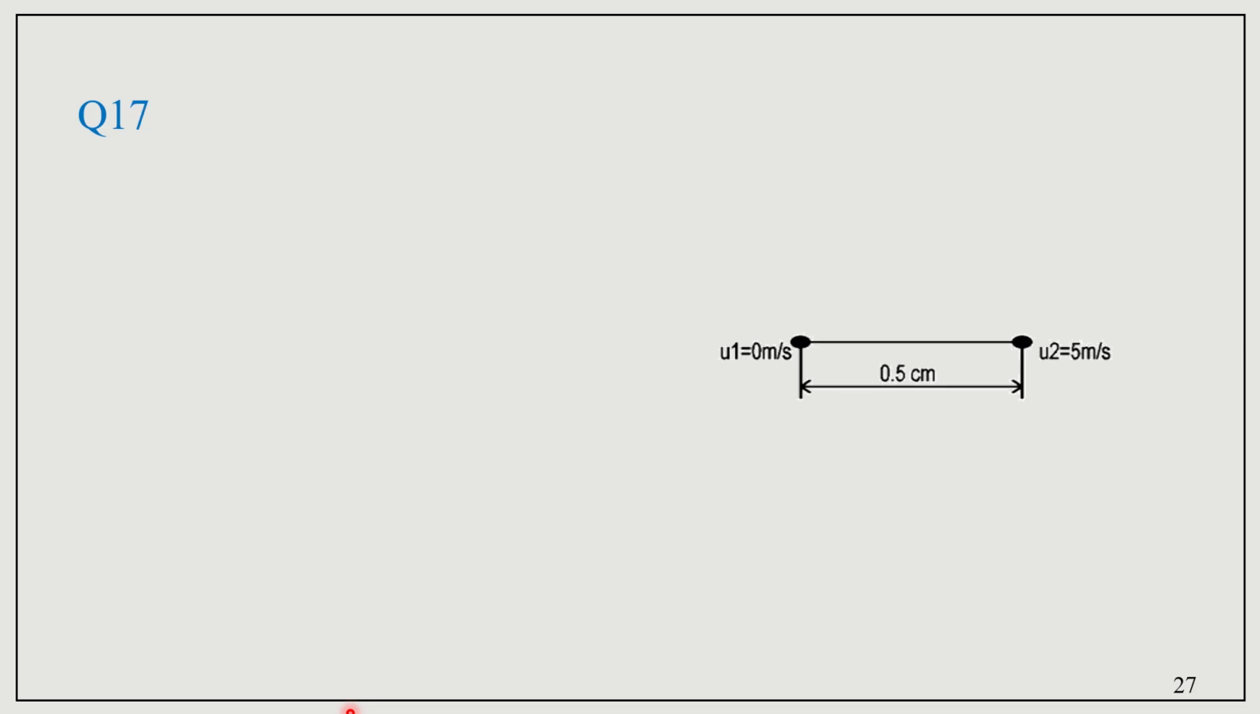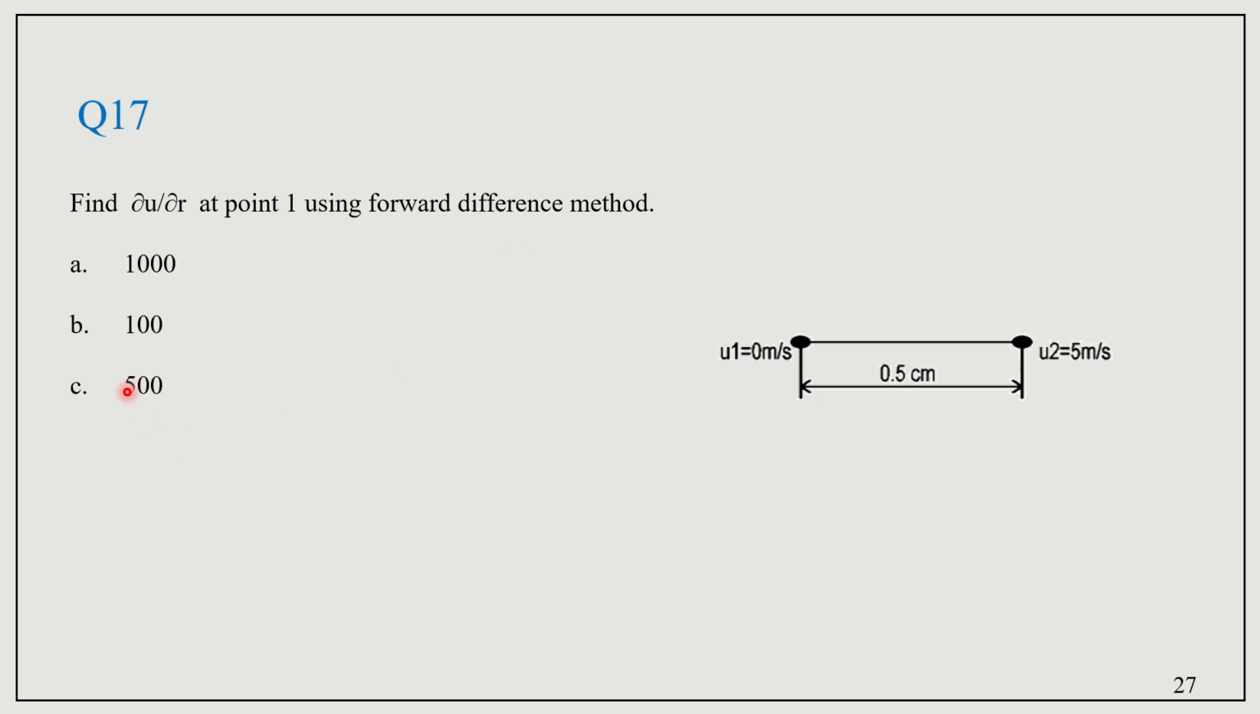Now we'll go to question 17. In question 17, we are given one figure. In the figure, u1 is 0 meter per second at point 1, and at point 2 we have u2 which is 5 meter per second, and the distance between the 2 points is half a centimeter, 0.5 centimeter. Find ∂u/∂r at point 1 using the forward difference method. Options are option A 1000, option B 100, option C 500, option D 5000.